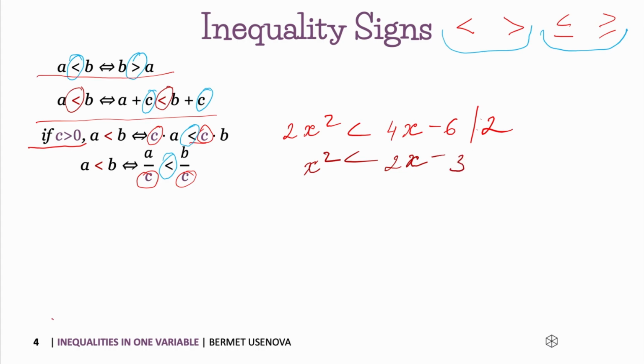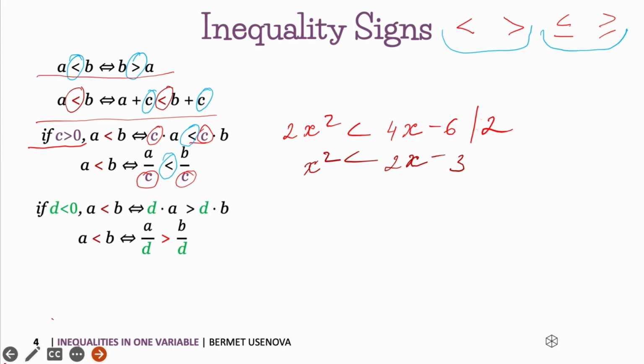Okay, that's clear, I hope. Let's move on to the next property. Here we have a very interesting case. If the number that we are dividing is negative, then we swap the sign. Doesn't matter, we multiply, we divide. So if it was less than, then it becomes greater than, and vice versa.